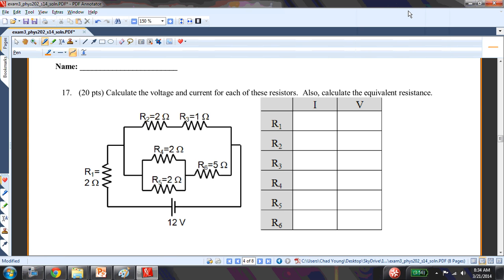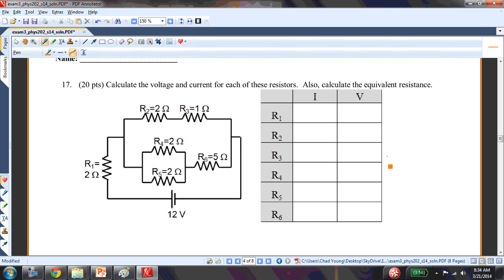Okay, continuing on with number 17. Here I want to find the equivalent resistance and the currents and voltages on each of these resistors. So first of all, let's just find the equivalent of this. That's going to be 1 over 2 plus 1 over 2. That's equal to 1. So I can replace these two resistors with just a 1 ohm resistor.